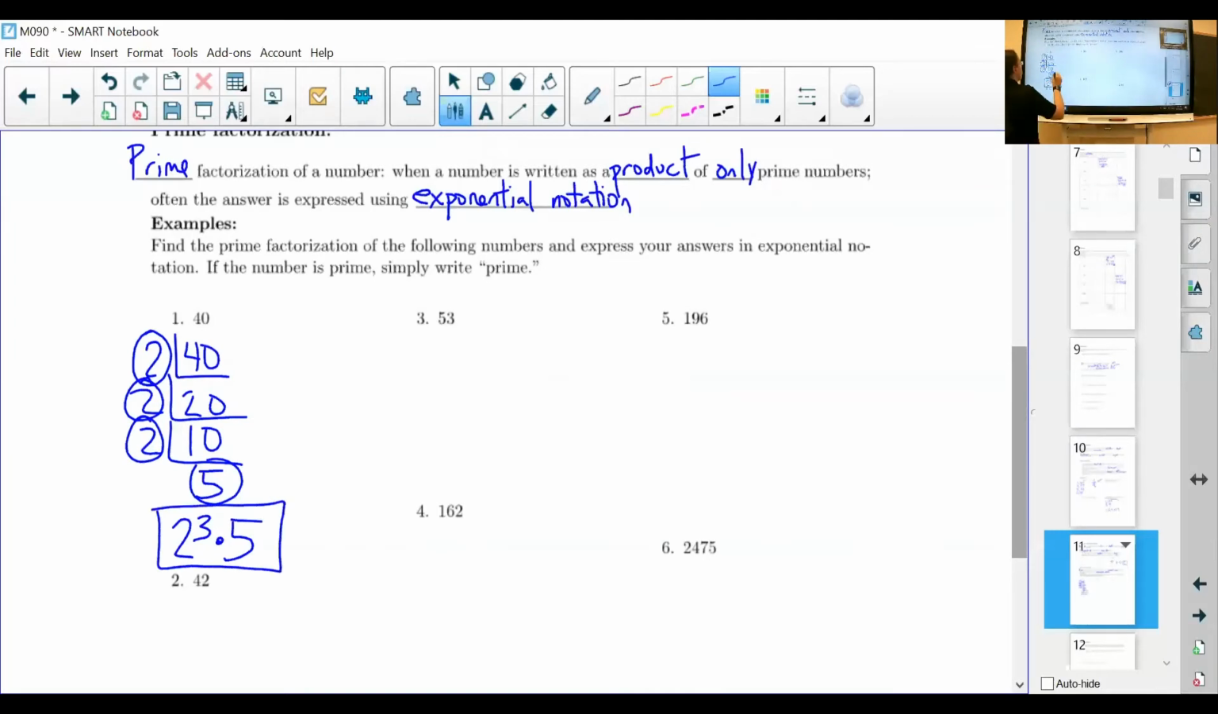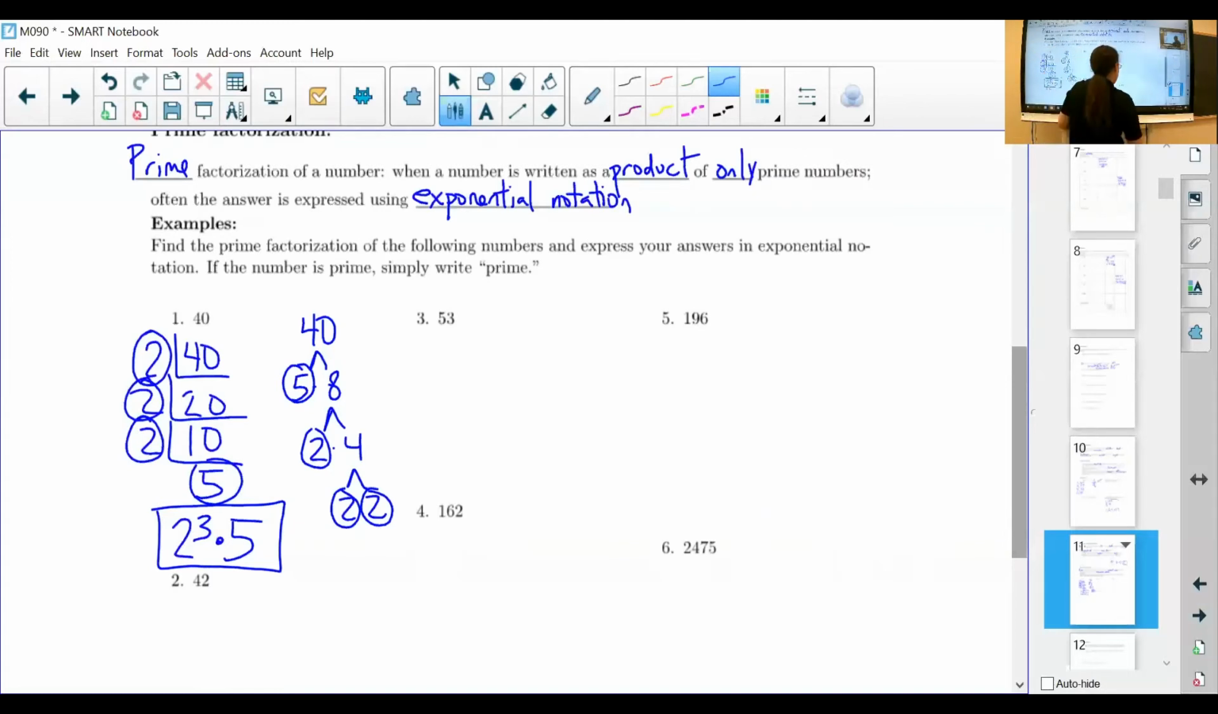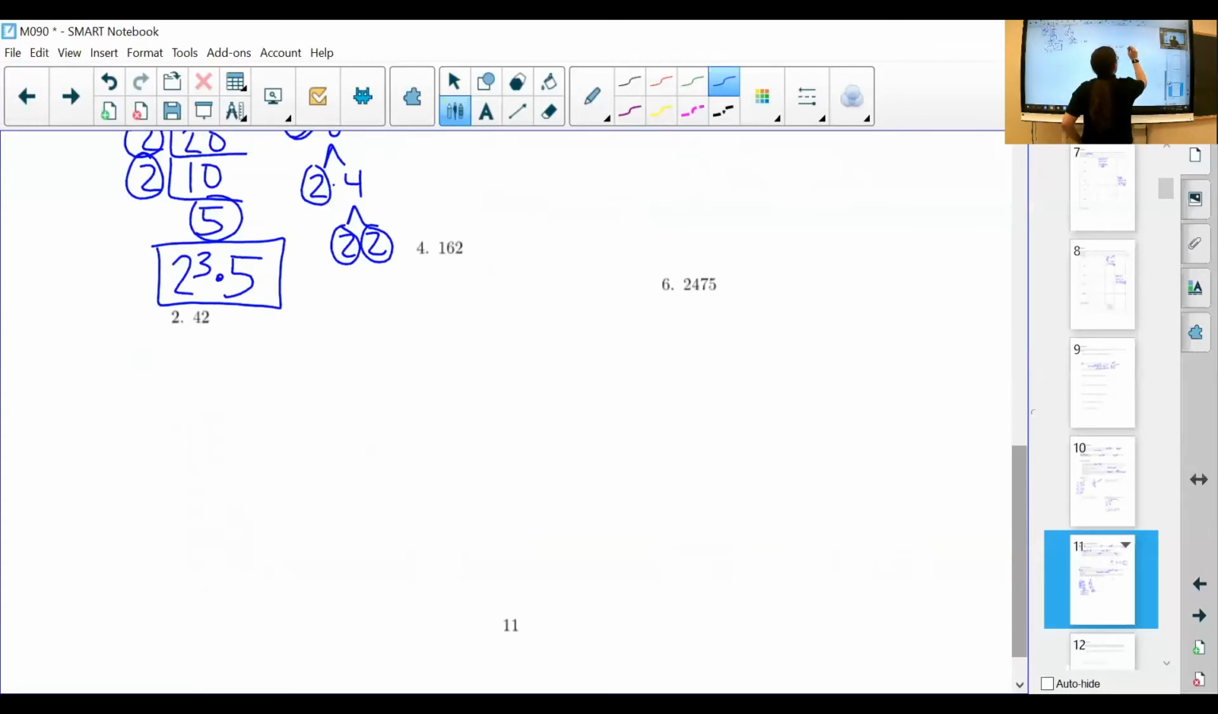If you'd rather do a factor tree, that's fine. You take 40, split it up into, maybe you see it as 5 times 8. Okay, 5 is prime. 8, maybe that's 2 times 4. 4 is 2 times 2. These are all primes. I have, again, 2 to the 3rd power, or 2 cubed times 5. From now on, I'm doing the upside down division, but feel free to use the factor tree if that's what you prefer. I'm also going to take a look at number 6, 2475.